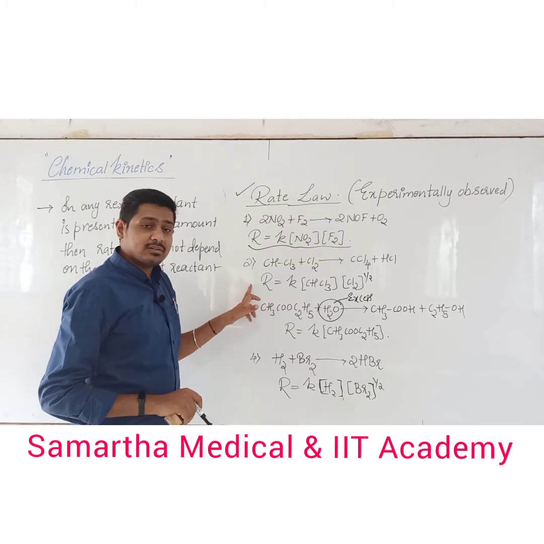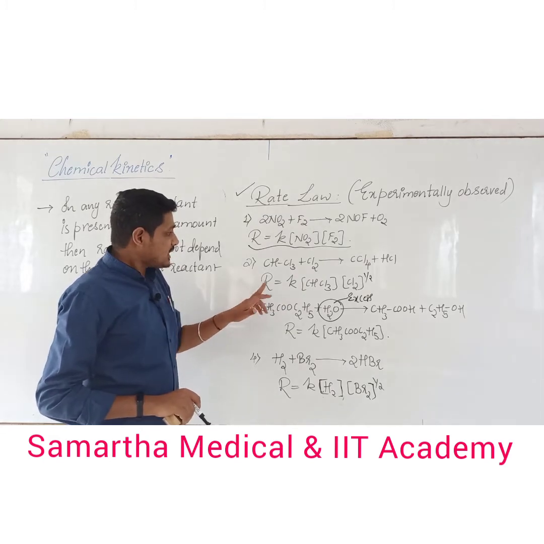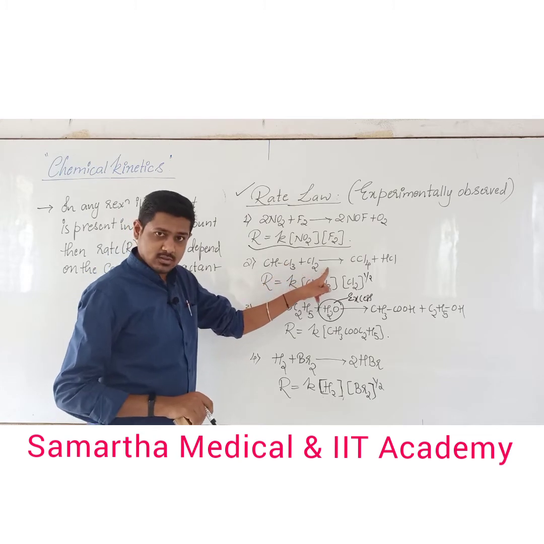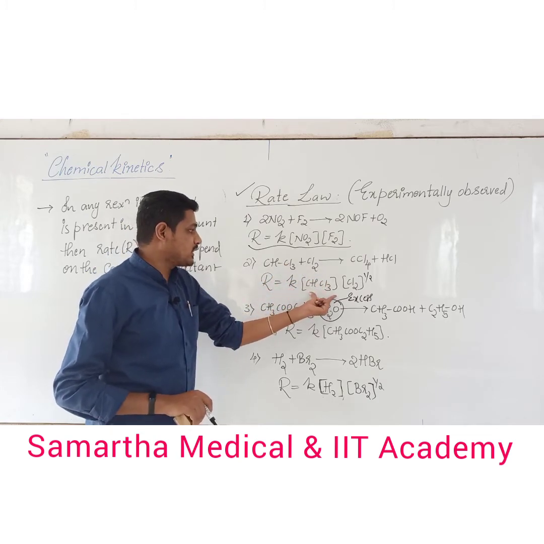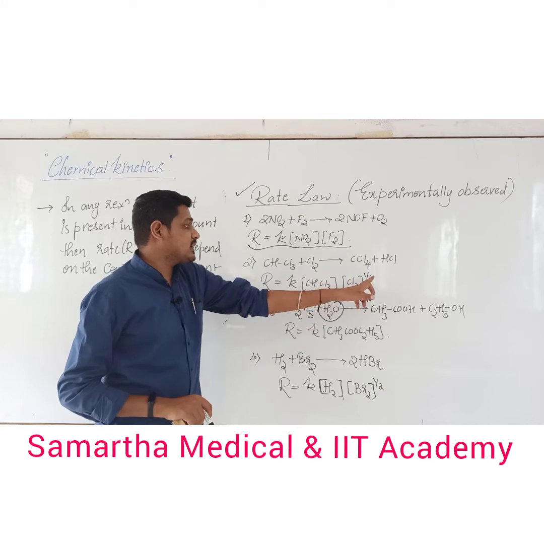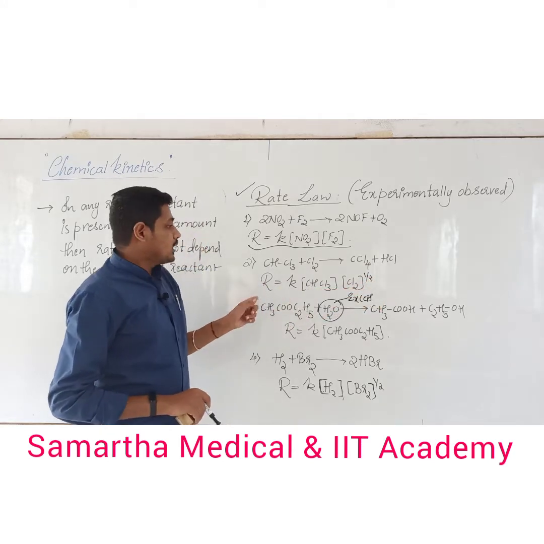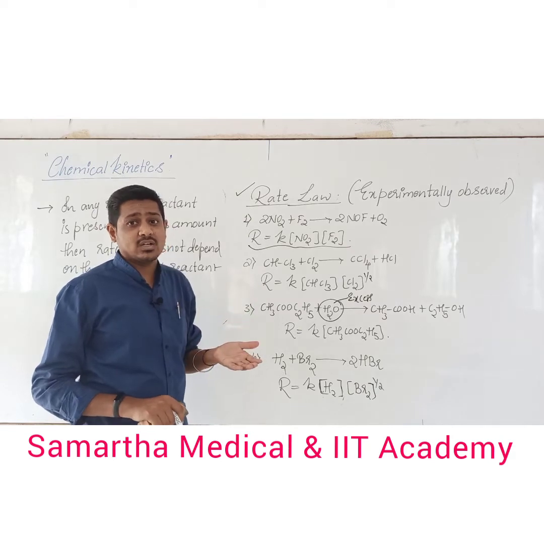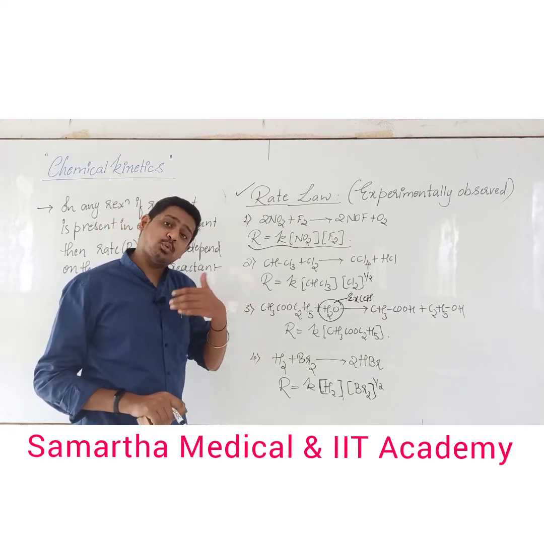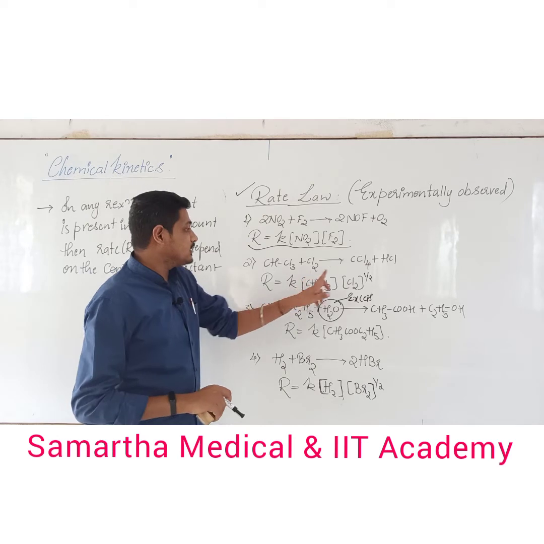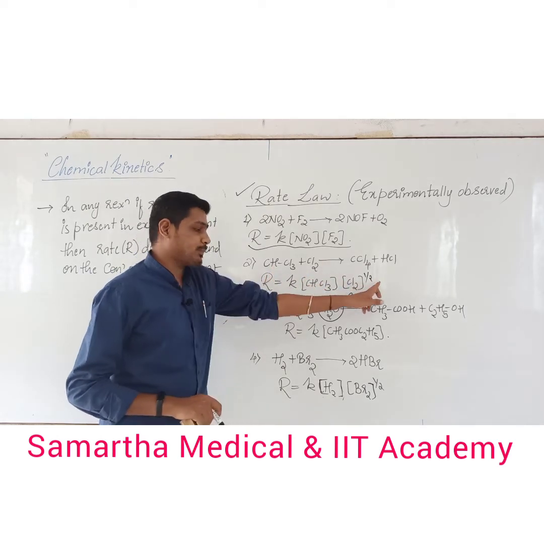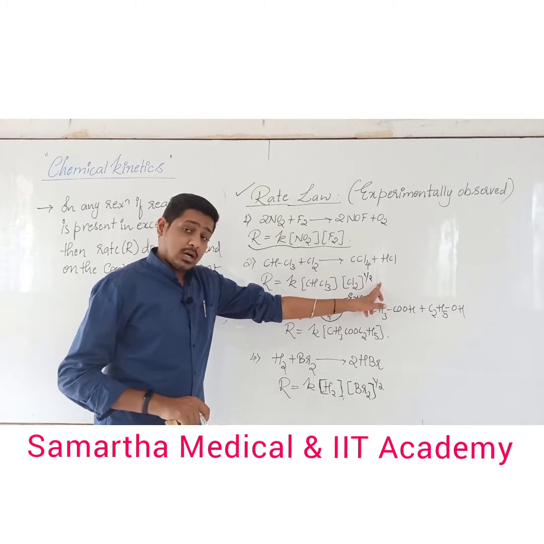If you look in this reaction, the rate is not the same on the concentration of this and this. Why? Here, 1 mole is there, so the power is 1, but here the power is half. So, as we have already discussed, the rate of a reaction changes exponentially. Here the rate's exponent is the same, but here it is not the same. I hope you are understanding.